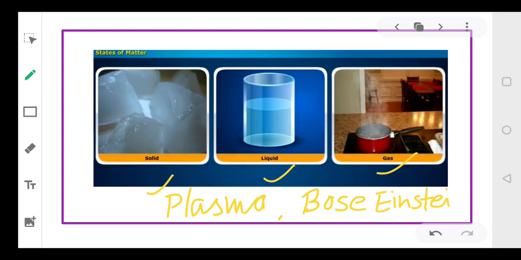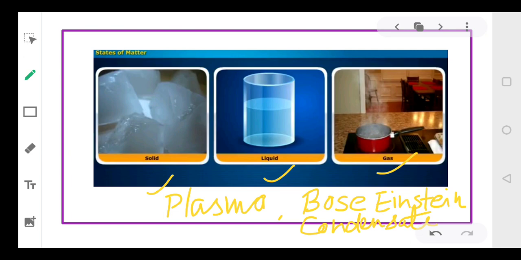condensate. Bose-Einstein condensate. Okay, everyone? So we basically have 5 states of matter: solid, liquid, gas, plasma, and Bose-Einstein condensate, right?